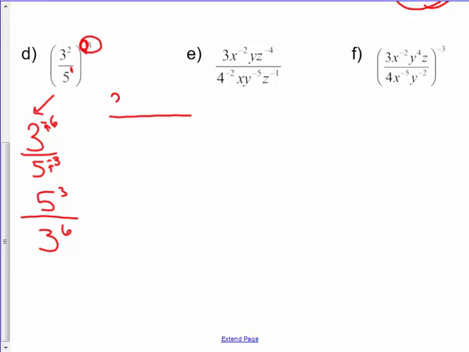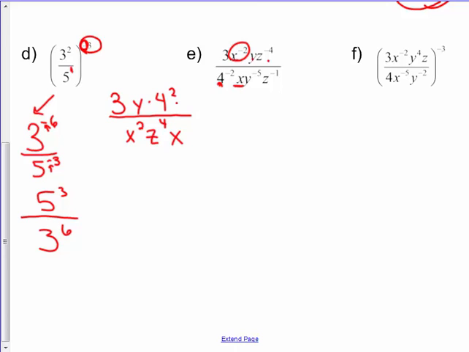So if I look, I have the 3 to the 1st, that doesn't change. I have x to the negative 2. It's on the top, it's a negative exponent, so it moves to the bottom. That would be x squared. The y stays on top, y to the 1st. z to the negative 4th, that's going to go to the bottom.